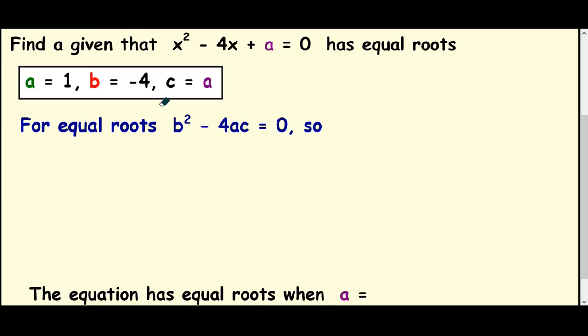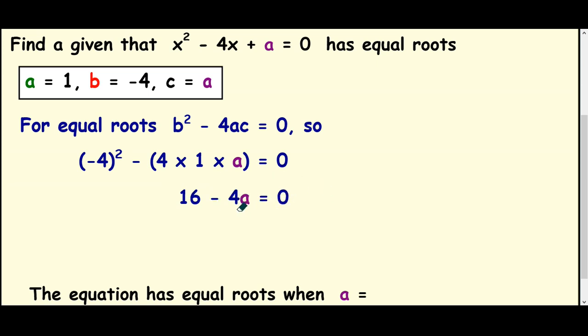So you feed these numbers in: minus 4 squared. Make sure you put that in brackets, because that's going to become positive 16. Take away, in a bracket, 4 times 1 times a, and that comes to 0. And this is what we're trying to solve. We should be able to do that because there's only one unknown value. Whenever you've got an equation and one unknown value, you can always solve it. So that's 16 take away 4a basically. There's various ways to do it. You can just say take the 4a over and 4a is 16, or negative 4a is negative 16. And then a is 4.